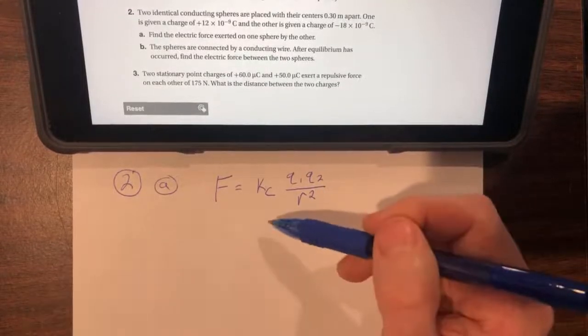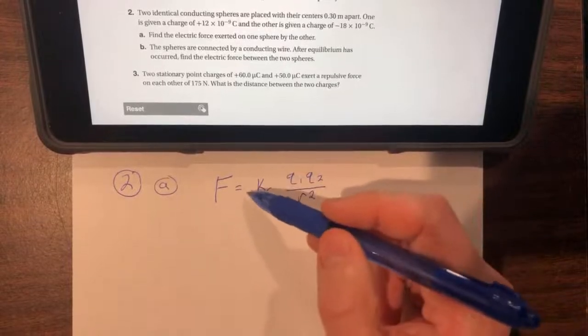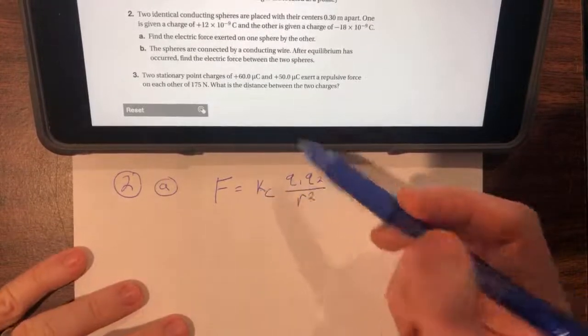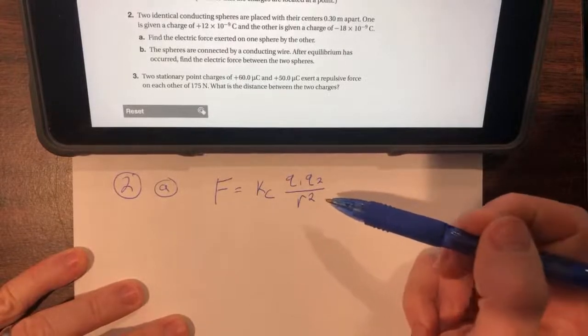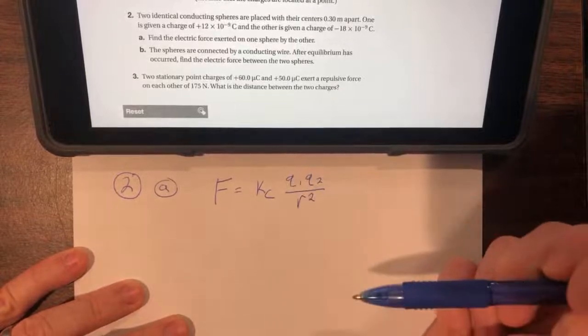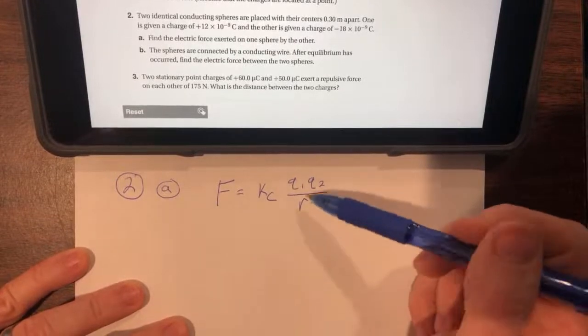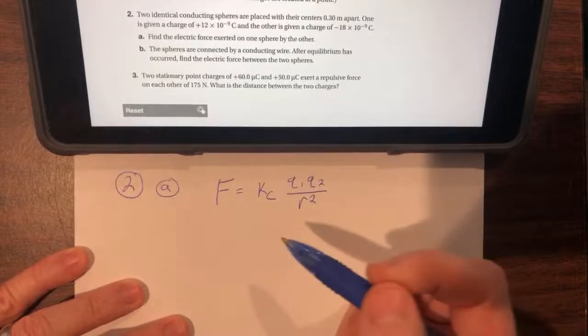And we have to keep in mind that the sign of this is going to matter, such that if you have different charges, you're going to have a positive force, an attractive force. If you have the same charges, then they're going to end up being a repulsive force. Okay, so let's go ahead and do that.